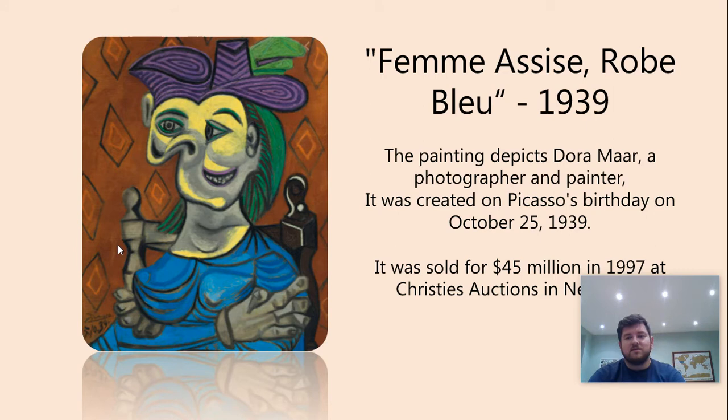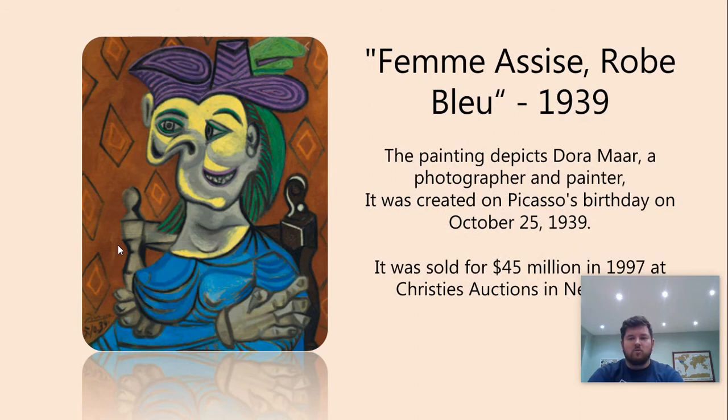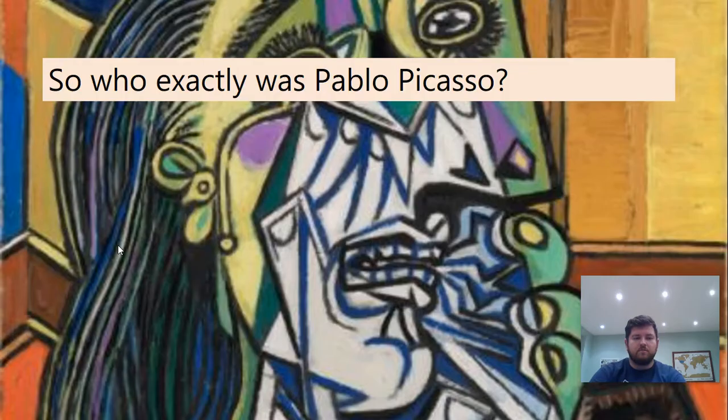So this was called Femme en robe bleue. This was painted in 1939, and the painting depicts Dora Maar, a photographer and painter. It was created on Picasso's birthday, October 25th, 1939, and this one sold for $45 million in 1997 at Christie's auctions in New York. Now that is an incredible amount of money, and you can see that even from 97 to 2018, when the previous painting was sold, the value that these paintings hold, people are willing to pay for his artwork.